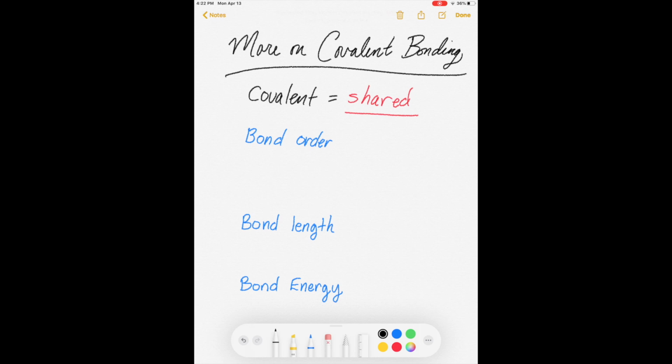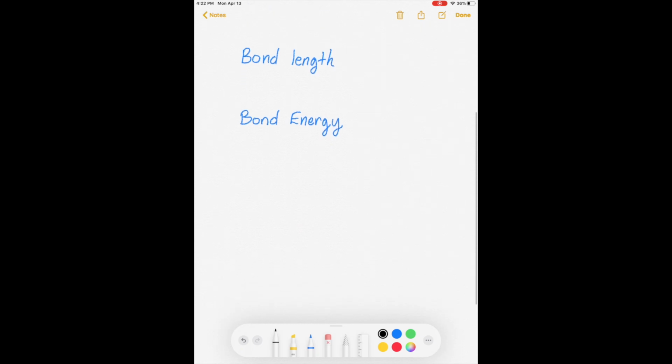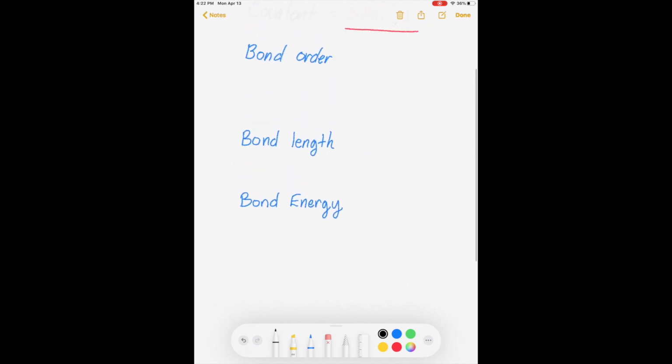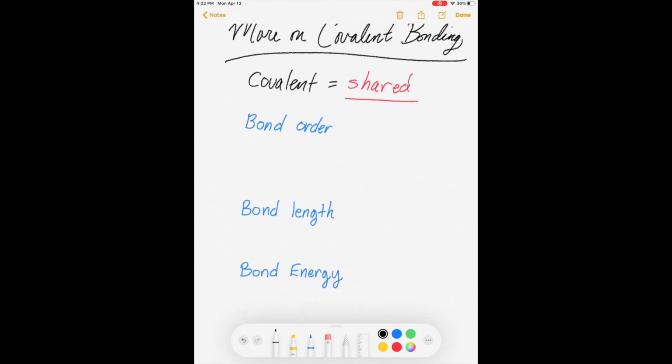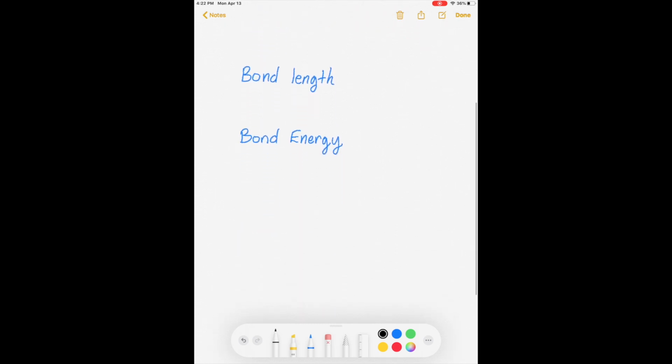All right, students, I just want to talk a little bit more about covalent bonding, okay? Covalent bonding, just to remind you, is electrons shared between two atoms to form a chemical bond. So the other things that we want to talk about today are bond order, bond length, and bond energy.